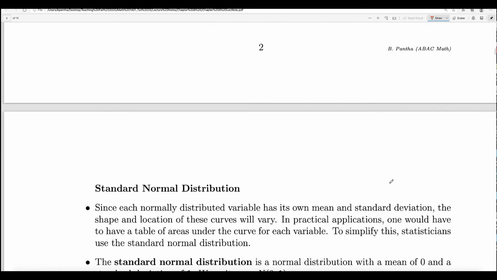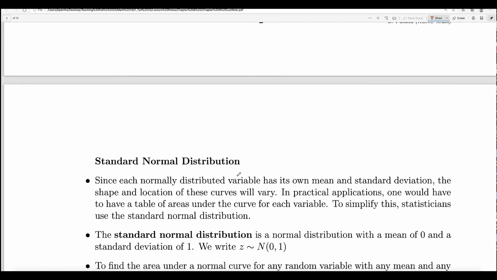Okay, now the standard normal distribution. Since each normally distributed variable has its own mean and standard deviation, the shape and location of these curves will vary. In practical application, one would have to have a table of areas under the curve for each variable. To simplify this, statisticians use a standard normal distribution. It is not strictly necessary to have a standard normal distribution because you have a calculator.